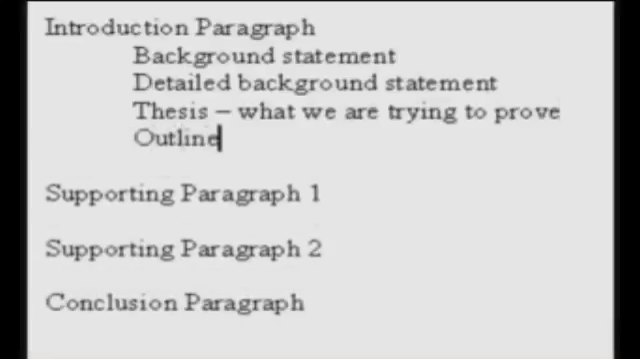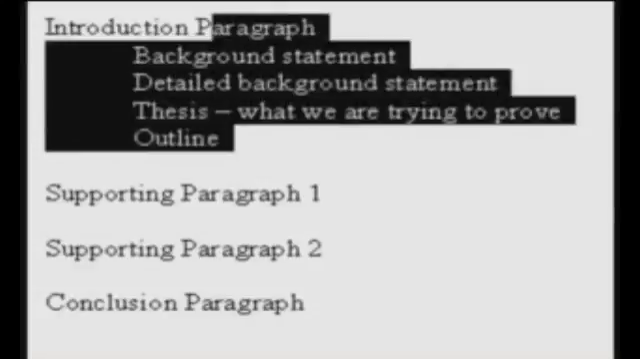Now the last sentence we call the outline sentence. And the outline sentence tells us what topics we're going to speak about in supporting paragraph 1 and supporting paragraph 2. Okay, so that's the introduction paragraph. Those are the 4 sentences that we want to include in this paragraph.